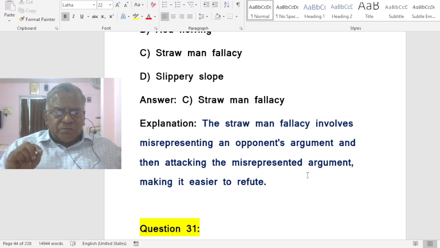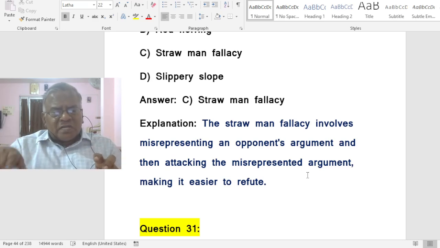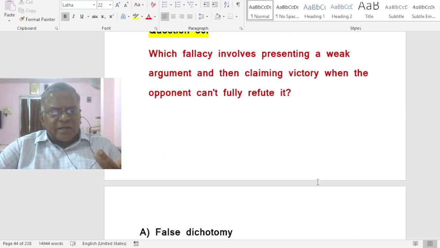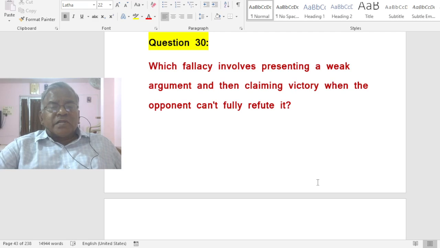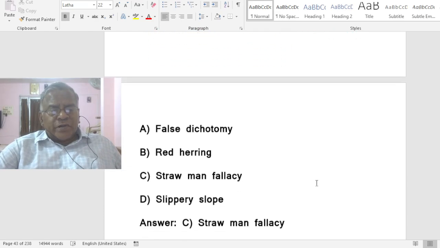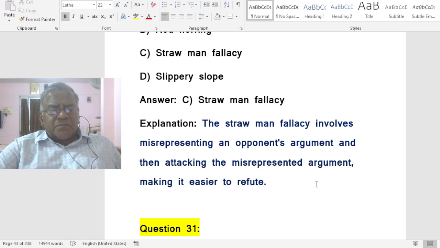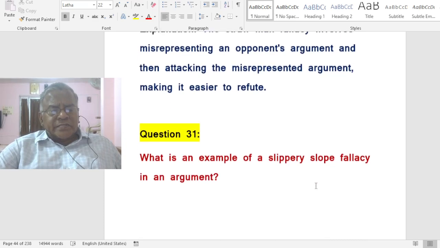The straw man fallacy involves misrepresenting the opponent's argument. The argument is misunderstood. Now, you take this misunderstanding, and then this fellow argues on the misunderstanding, attacking the misrepresented argument. So that is the idea here. Straw man fallacy, like an empty man fallacy, that is the idea here. So, which fallacy involves presenting a weak argument and then claiming victory when the opponent can't fully refute it? The straw man fallacy involves misrepresenting the opponent's argument and then attacking the misrepresented argument, making it easier to refute.